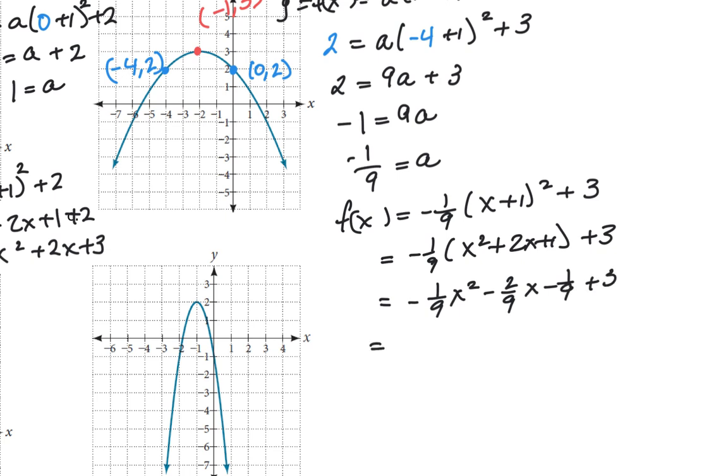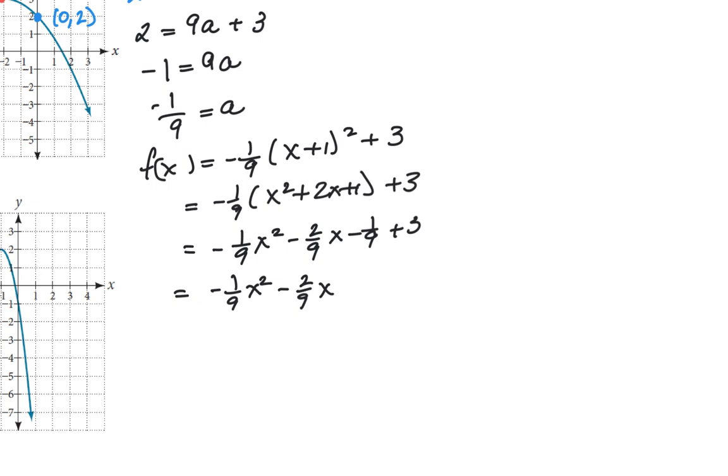Continuing to add the negative 1/9 and 3, so I have negative 1/9 x squared minus 2/9 x. Fraction magic over here. I have negative 1/9 plus 3 over 1. I need to multiply this by 9 over 9 to have a common denominator. So I have negative 1/9 plus 27 over 9. So we know this is going to be plus 26 over 9.